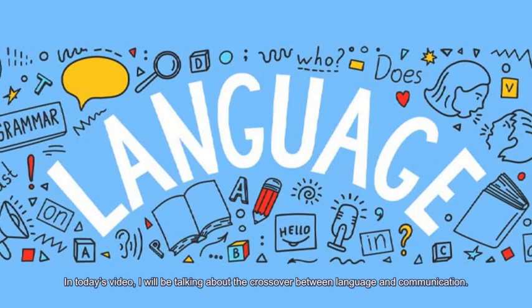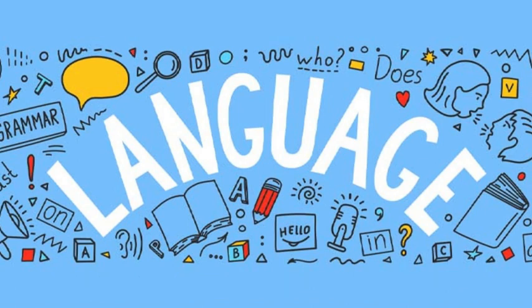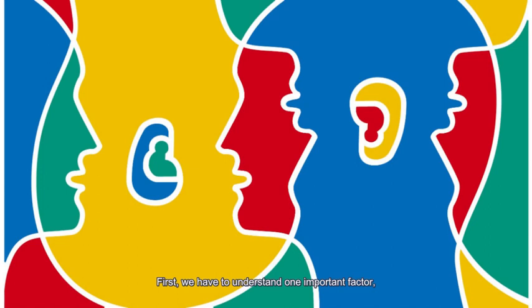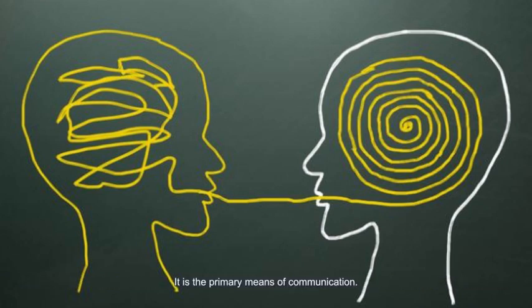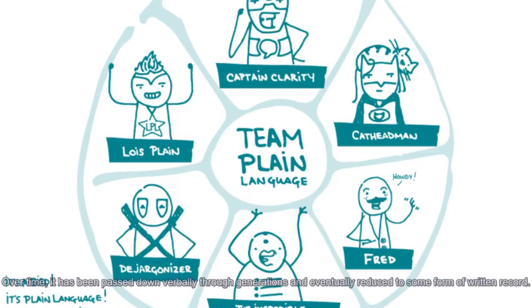In today's video, I will be talking about the crossover between language and communication. First, we have to understand one important factor, that is language and communication are not the same thing, but they are able to combine with each other. Language is a distinctly human activity that helps us transmit feelings and thoughts from one person to another. It is the primary means of communication. Over time, it has been passed down verbally through generations and eventually reduced to some form of written record.